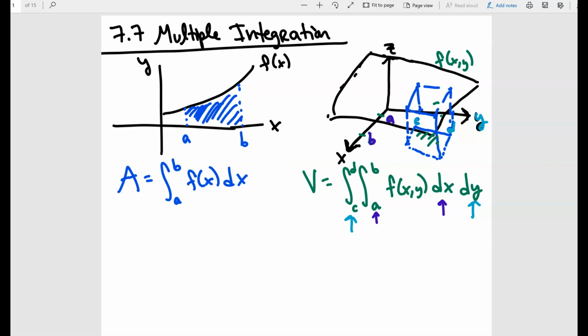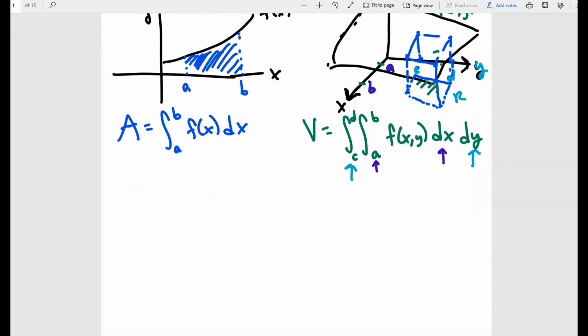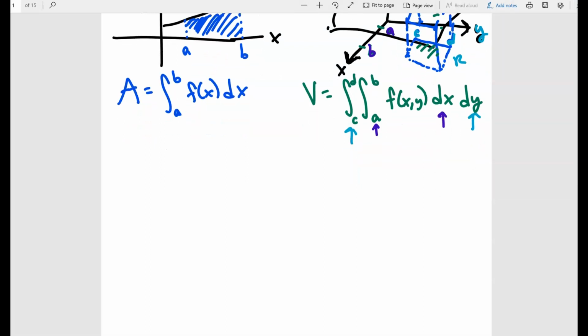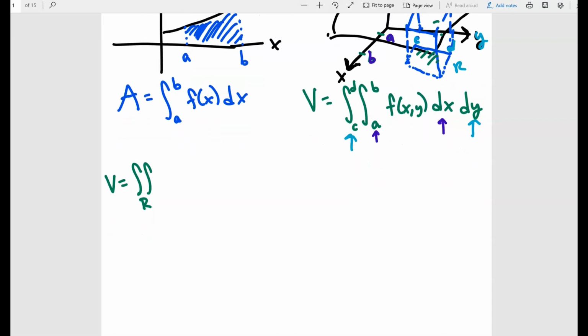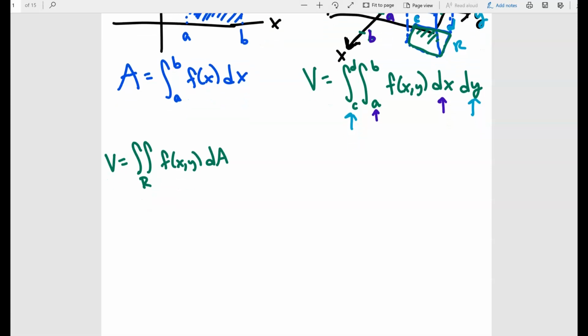Now, let's say I call this region R. So should I just have dx and dy there? Well, not really. You can always just change them up. So the way that I'm going to write it is the following. I'm going to say that the volume is equal to the double integral over the region R. R in this case is this box, or this little square thing. So this is going to be of f of x comma y dA. So this is the more general way to write it.